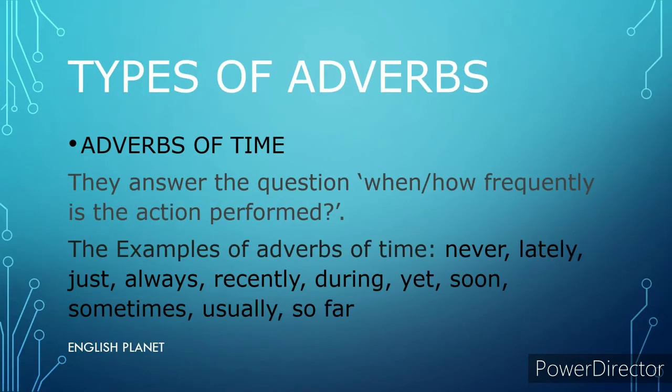Now the different types of adverbs. Adverbs of time. Whenever you want to identify the adverb of time in the given sentence, you have to ask the question when or how frequently. You will get an answer, and the answer which you get is an adverb. Some examples of adverbs of time are never, lately, just, always, and so on. Remember, always ask the question when or how frequently.